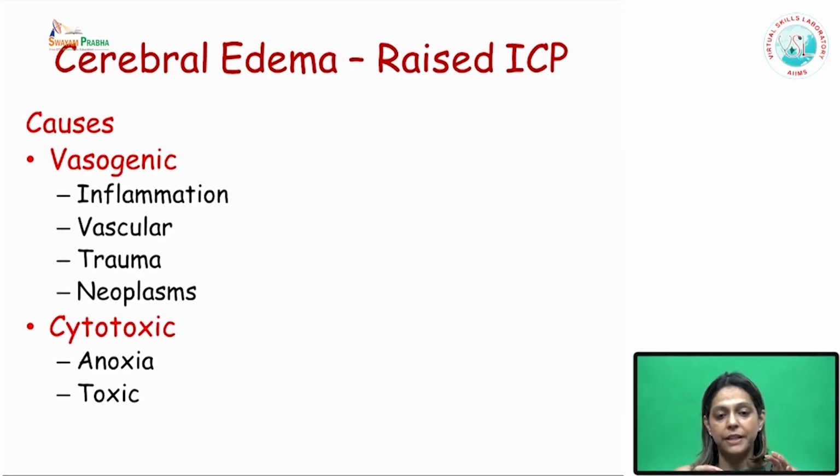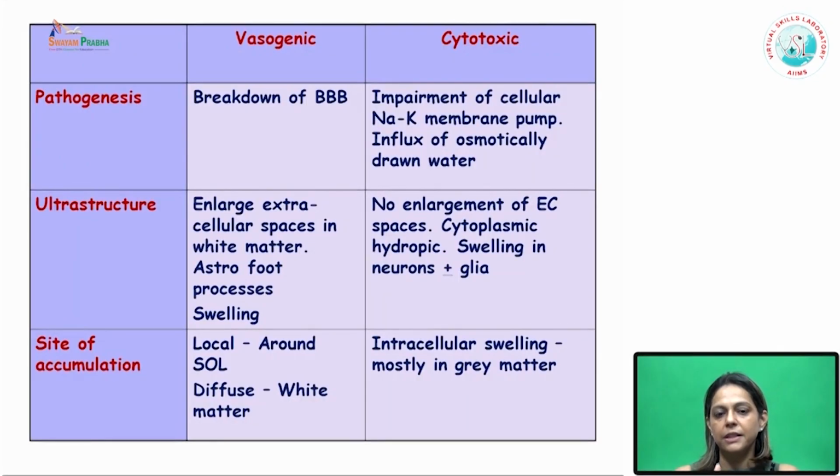Cytotoxic edema is very, very characteristic. So it is at the cellular level. Either there is anoxic injury or toxic injury to the cell itself. So in vasogenic edema, there is breakdown of the blood-brain barrier, and in cytotoxic edema, if you remember your sodium-potassium pump, which works at the cellular level, there is impairment of the sodium-potassium pump.